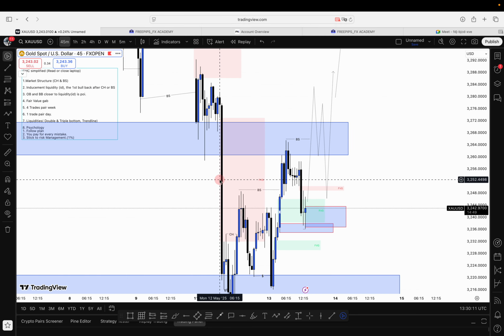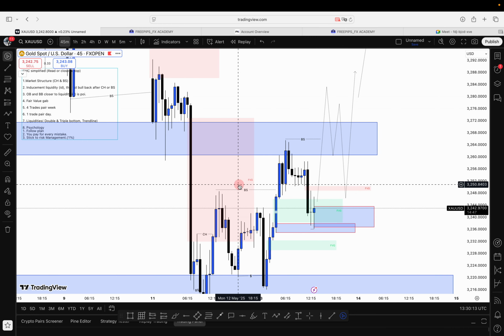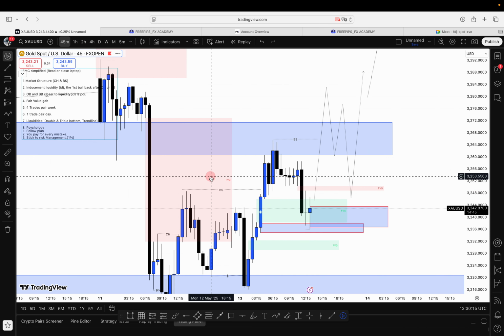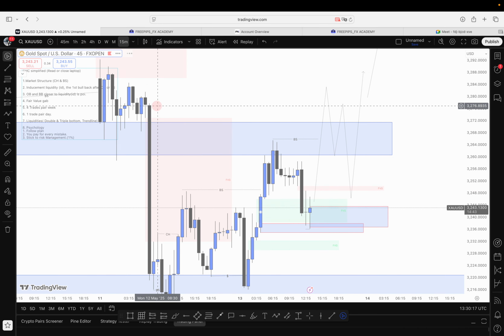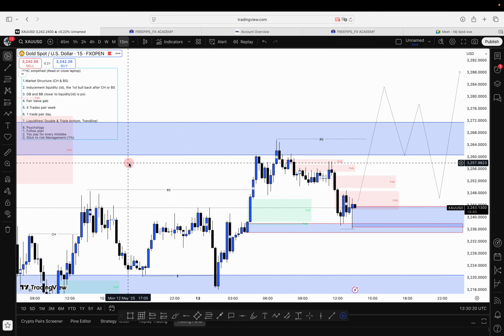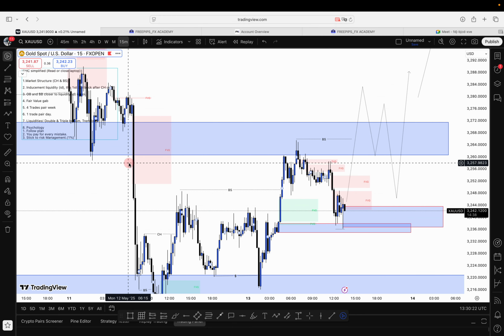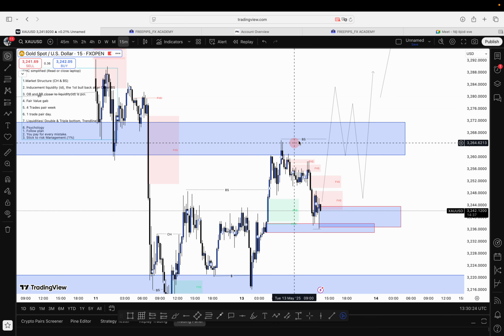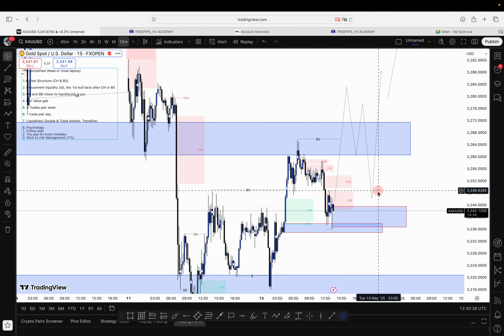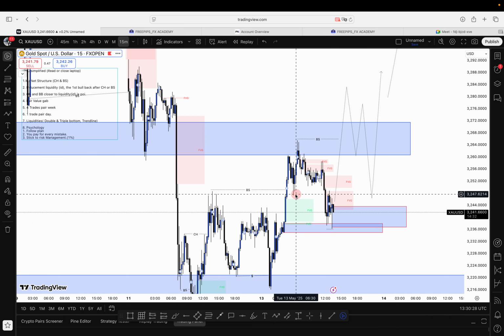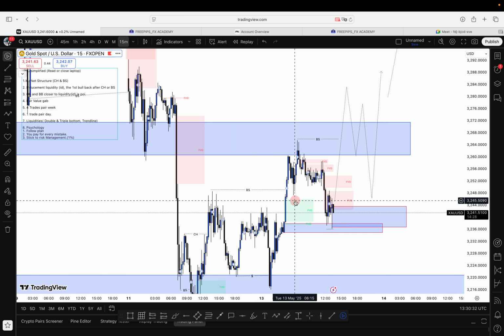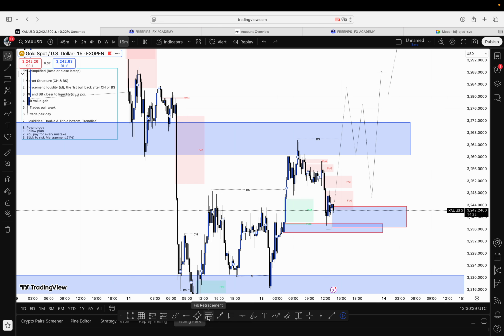That is my analysis on XAUSD. If price is able to, let me go to the 15 minutes. If price is able to break above this one, then I'll be looking for inducement to sell. But currently this guy, I can't use it as my inducement because it's not a 50% retracement. It is above 50%.